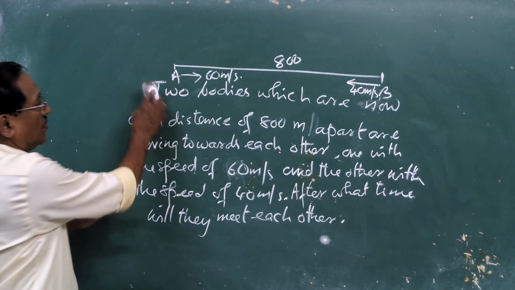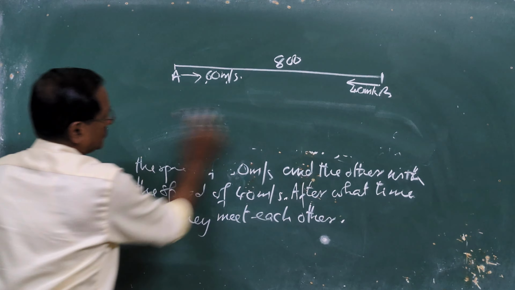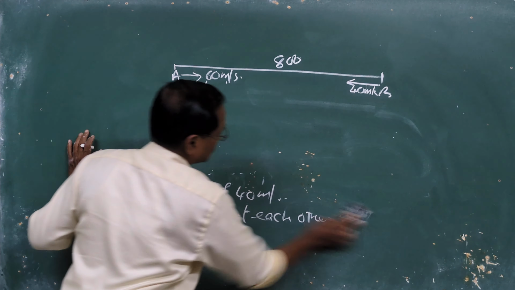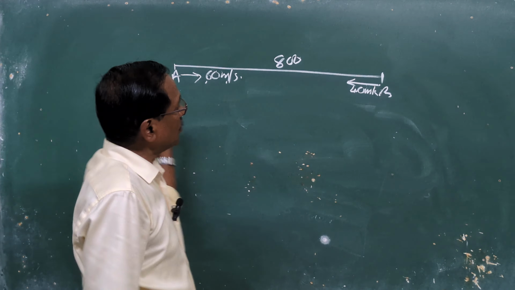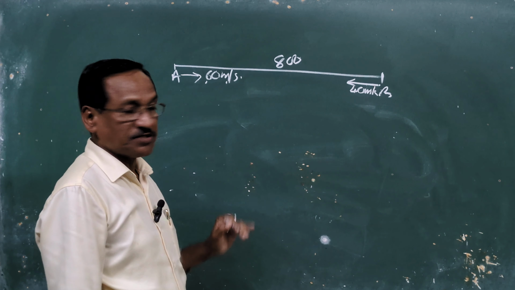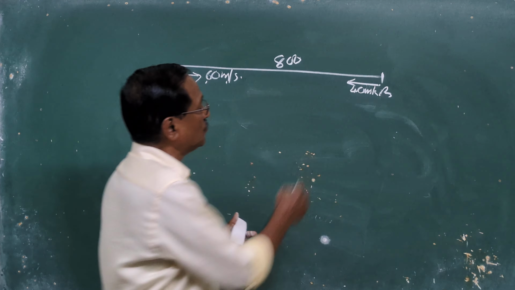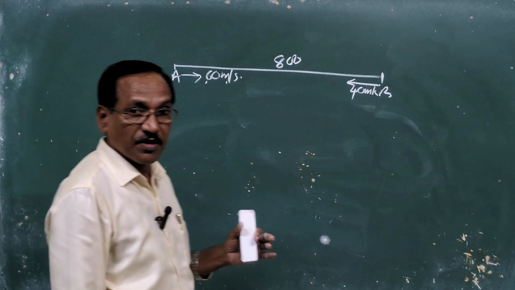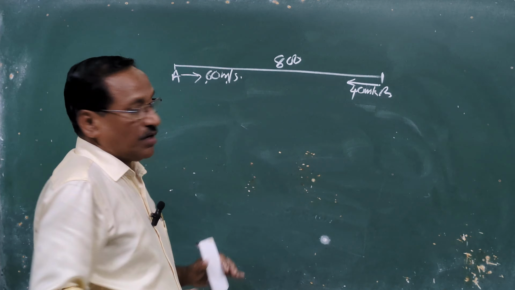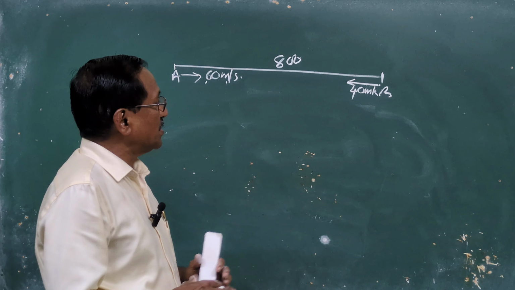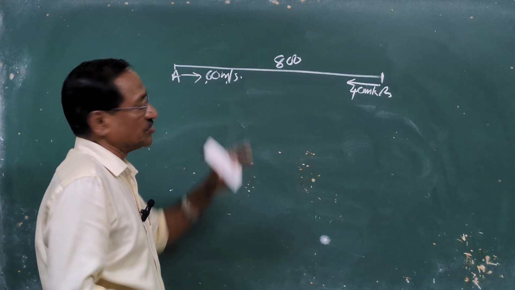Okay. Now, the question is this one. The two bodies are at a distance of 800 meter apart. Both of them are approaching each other. That means these two are moving in opposite directions. After what time will they meet each other? Before giving the shortcut method to solve this problem, let us examine the question in detail.